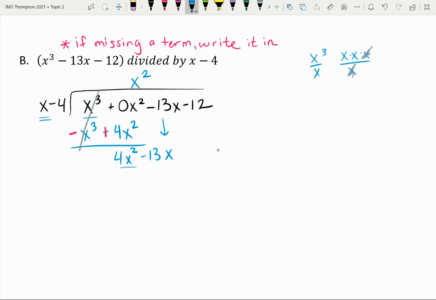So we have x into 4x squared. Before I start the cycle, any questions that I can answer right now? Okay, x into 4x squared. So this is 4x squared divided by x, which gives me 4x. And then I distribute 4x times the outside x minus 4. 4x times x is 4x squared. 4x times negative 4 is a minus 16x.